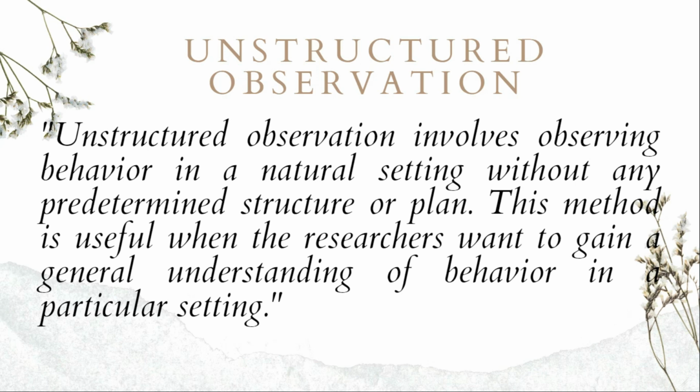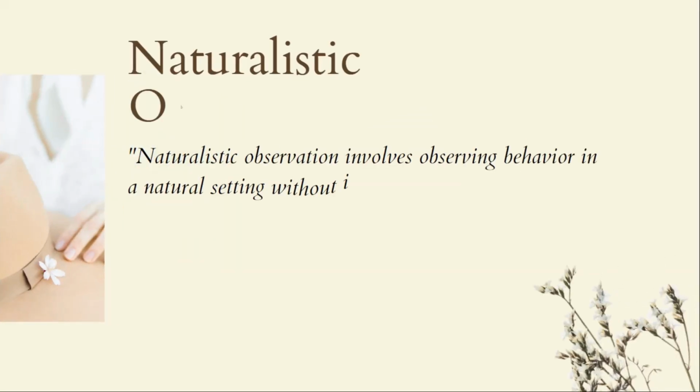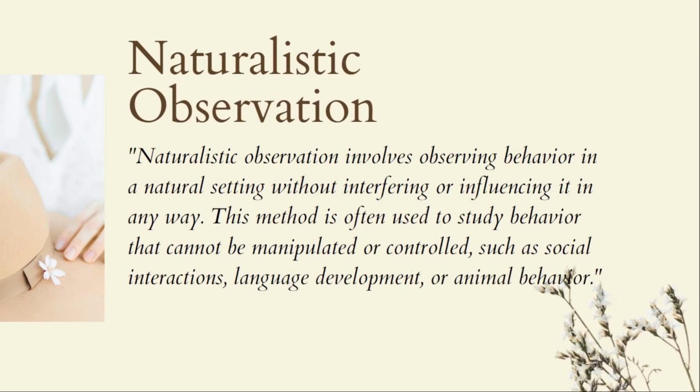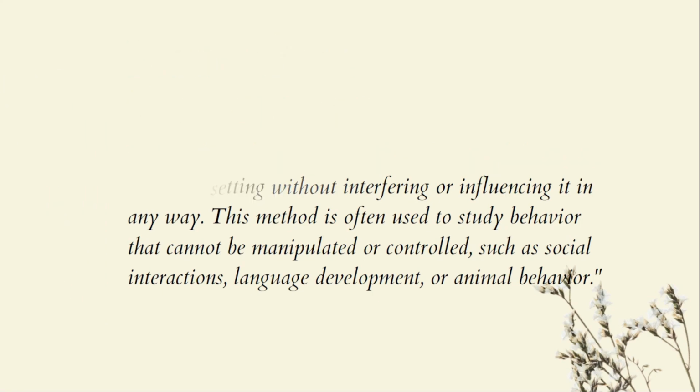Another example of unstructured observation is free-flowing observation. In free-flowing observation, the observer records their observation without any predetermined structured plan. This method is useful when the researchers want to be flexible in their observation and record any behavior that is of interest. Now comes naturalistic observation. Naturalistic observation involves observing behavior in a natural setting without interfering or influencing it in any way. This method is often used to study behavior that cannot be manipulated or controlled, such as social interactions, language development, or animal behavior.